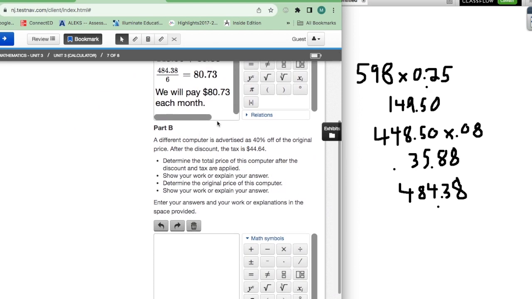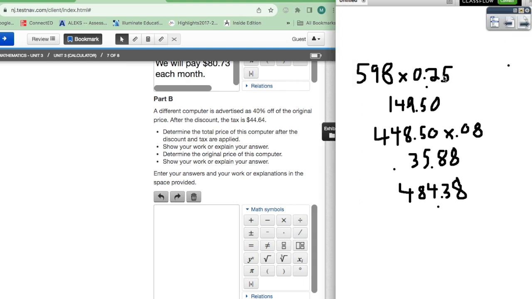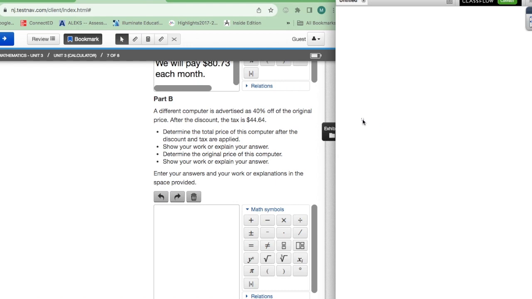All right. A different computer is advertised at 40% off the original price. After the discount, the tax is $44.64. Determine the total price of this computer after the discount and tax are applied. So in this one, we're given the tax, this $44.64. Show your work or explain your answer. Determine the original price of this computer. Show your work or explain your answer.